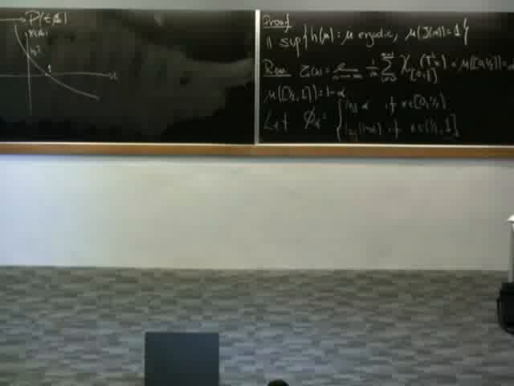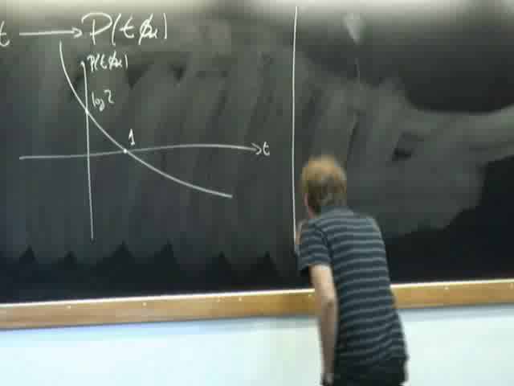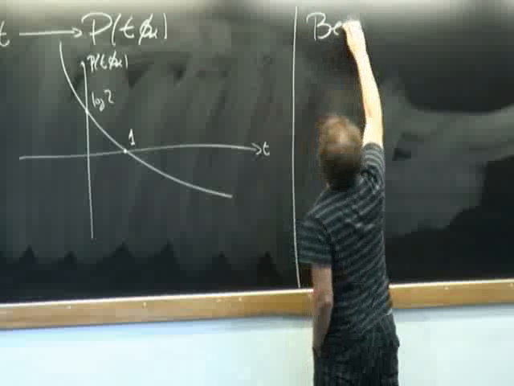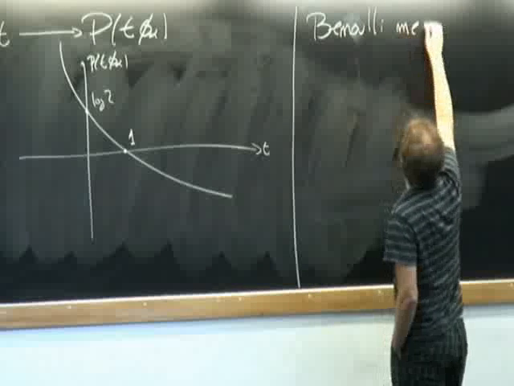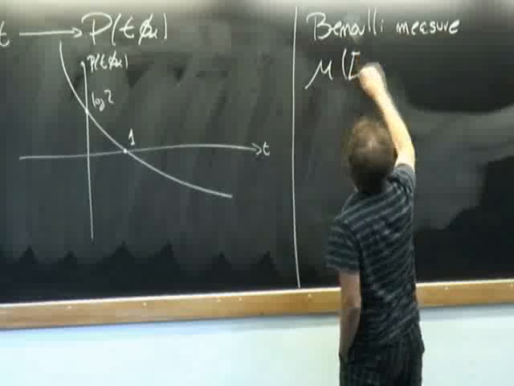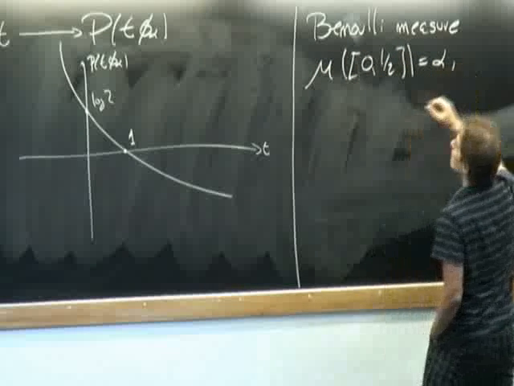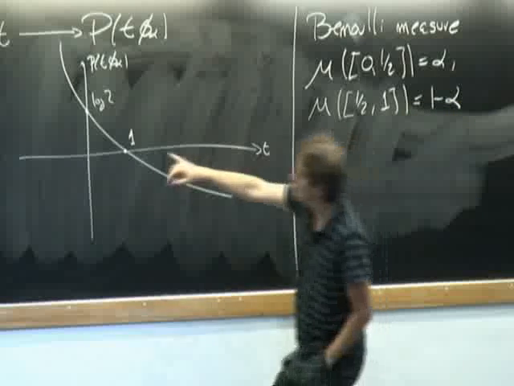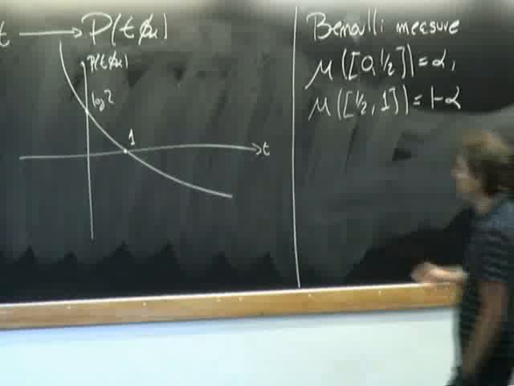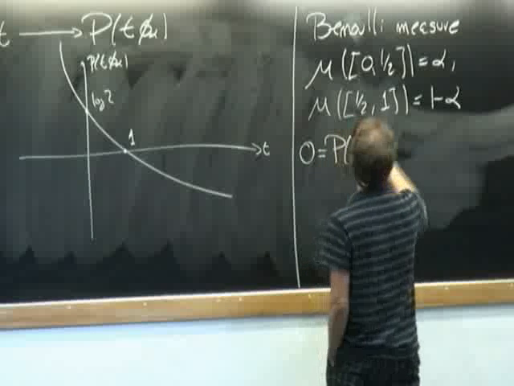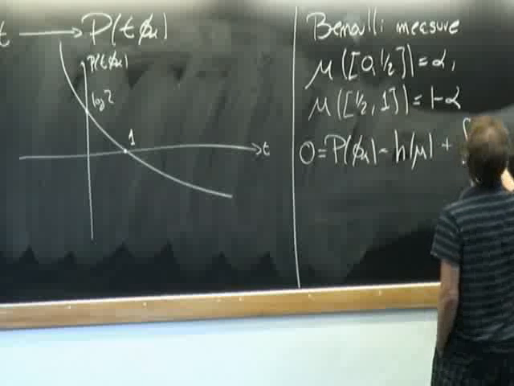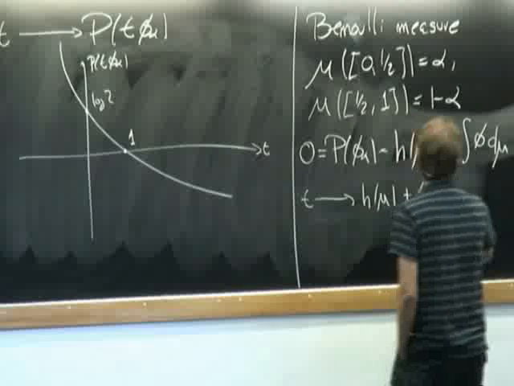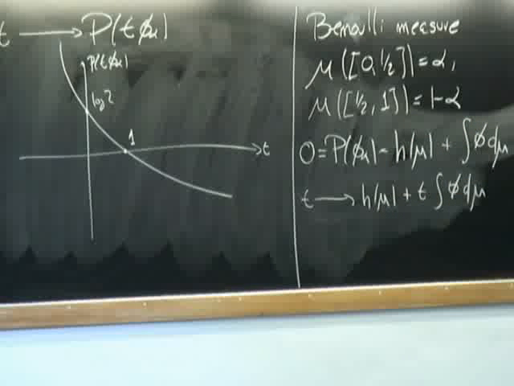Anyway, it's like this, and we actually proved that there exists an equilibrium state. Actually, the Bernoulli measure is an equilibrium state for the potential phi alpha. So in particular, 0, which is the pressure of phi alpha, was h mu plus the integral of this. And this line, t times h mu plus t times this, was actually tangent to the graph of the pressure.